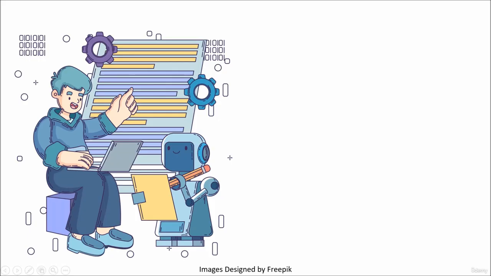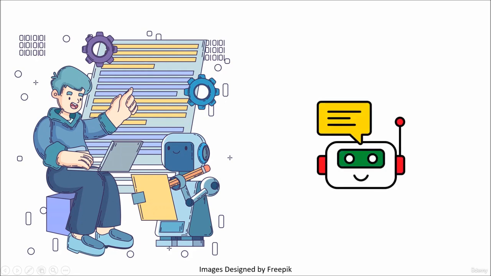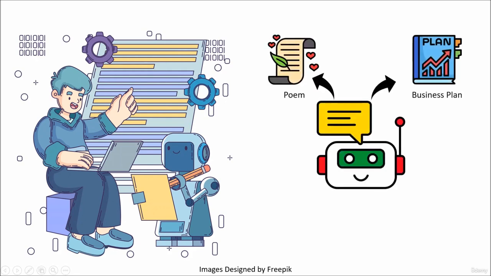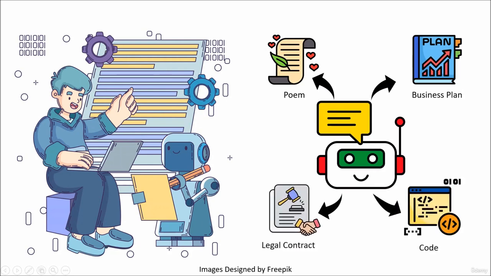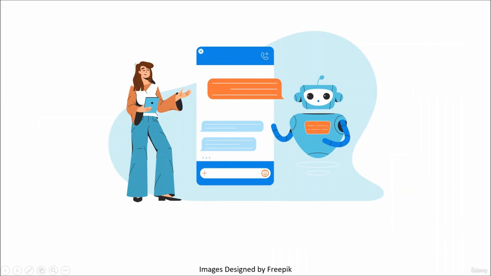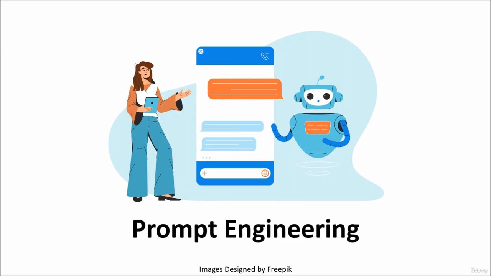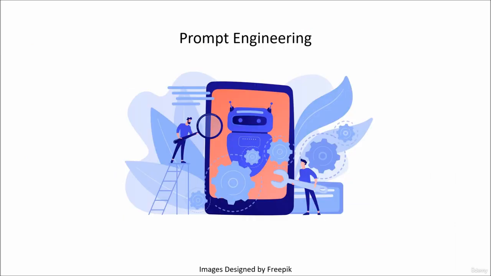Imagine having a conversation with a machine. Not just any machine, but one that can write poetry, generate business plans, analyze legal contracts, or even help you draft code. Now, think of the quality of your conversation with this capable machine that depends entirely on how you speak to it. That's the essence of prompt engineering, a critical skill for the era of artificial intelligence.